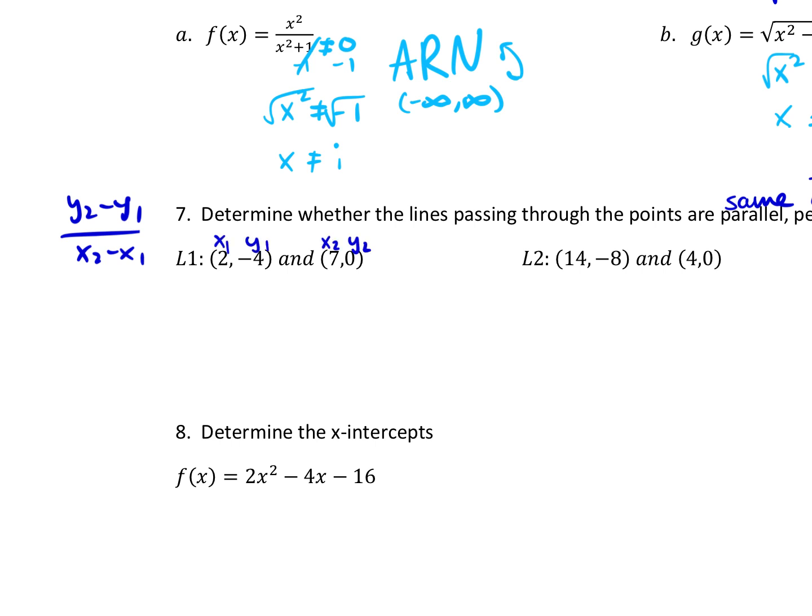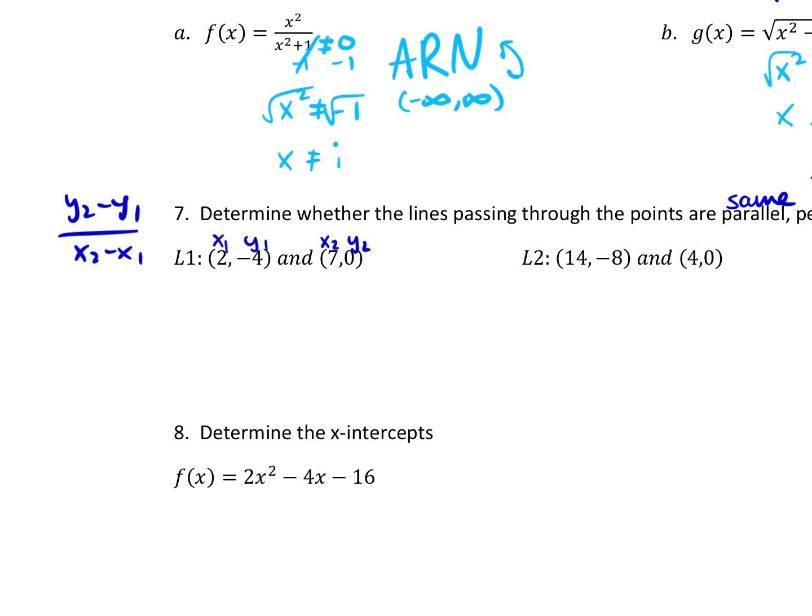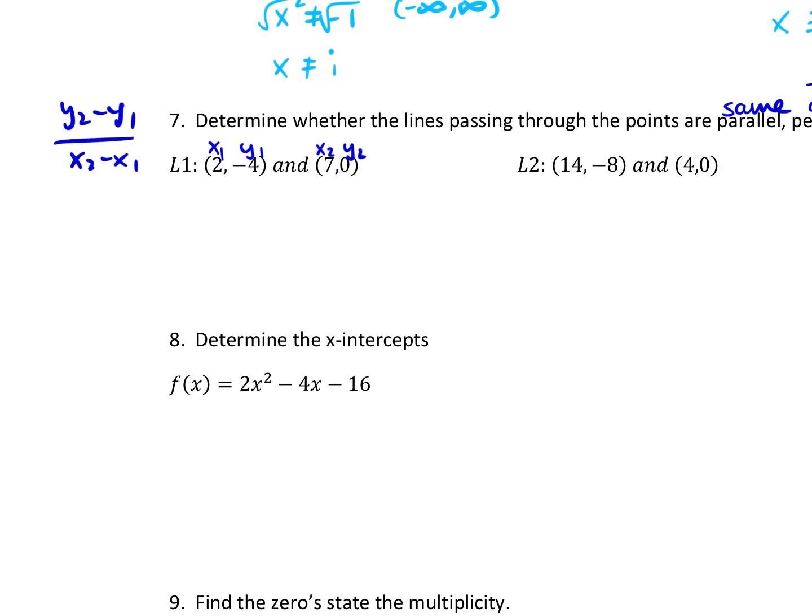I'm going to go through this kind of quickly because I hope you guys have already looked at the review, but you should know how to find the slope. 0 minus negative 4 over 7 minus 2. We get 4 over 5.